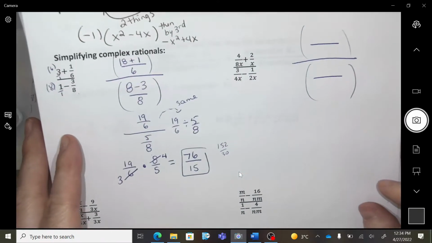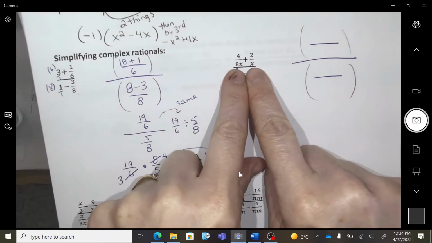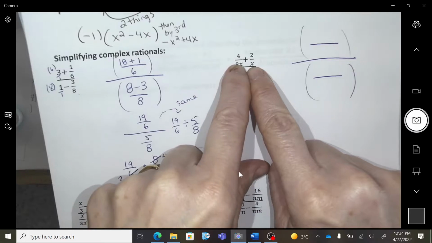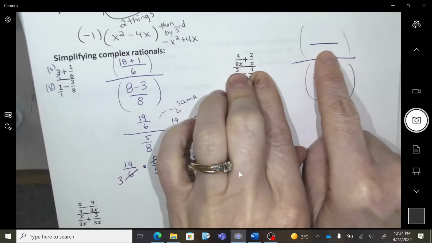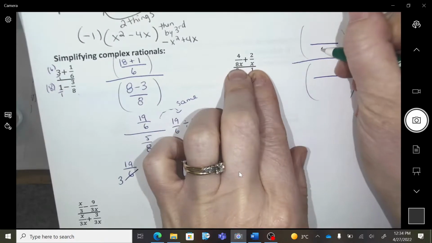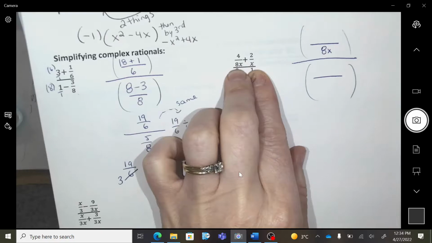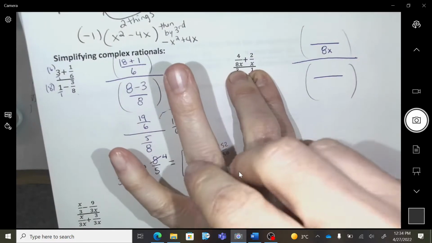Kind of this is the setup. We're going to have a fraction divided by a fraction. Okay, I'm going to look at just the top. There's an 8x and a 1x. So what do I need in my common denominator? 8x. Okay, don't use 8x squared.